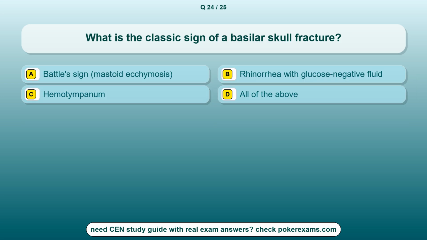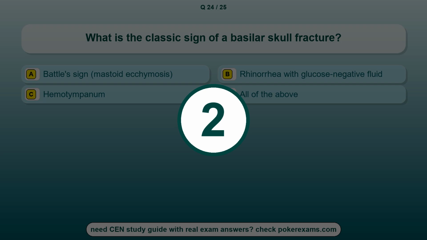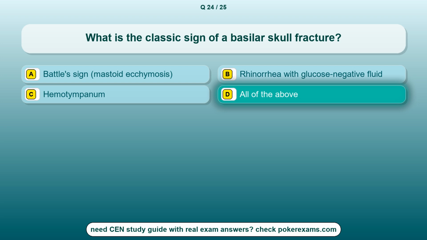Question 24. What is the classic sign of a basilar skull fracture? Option A, Battle's sign, mastoid ecchymosis. Option B, rhinorrhea with glucose-negative fluid. Option C, hemotympanum. Option D, all of the above. The correct answer is option D, all of the above.